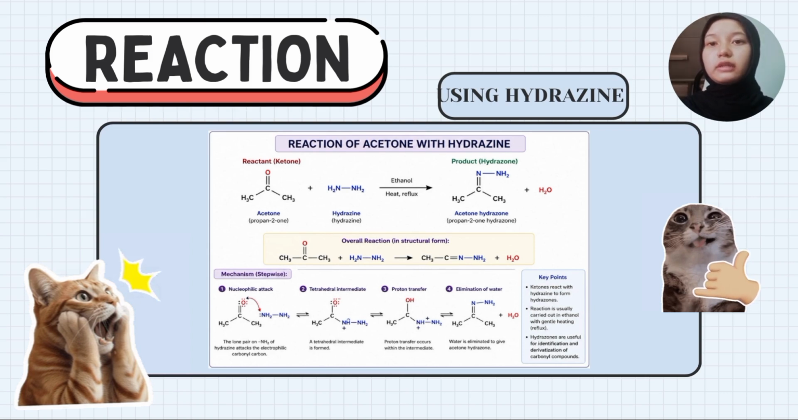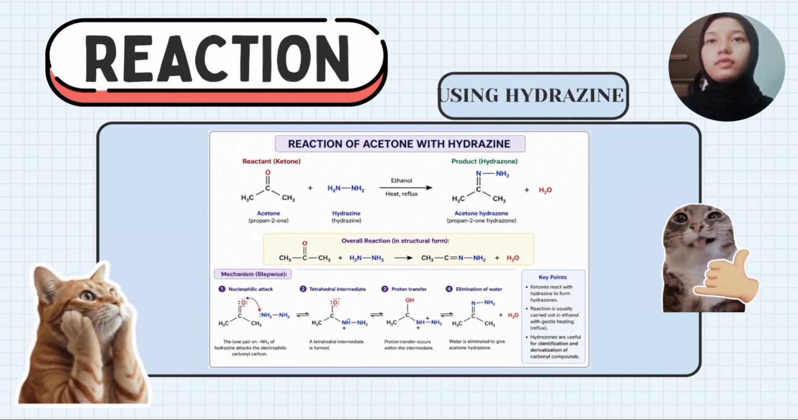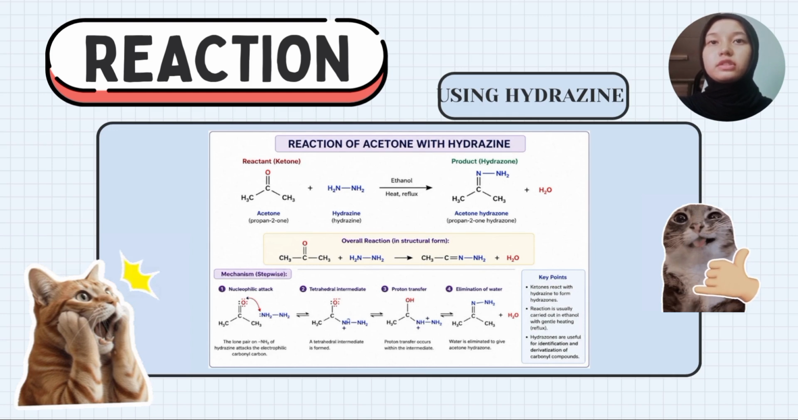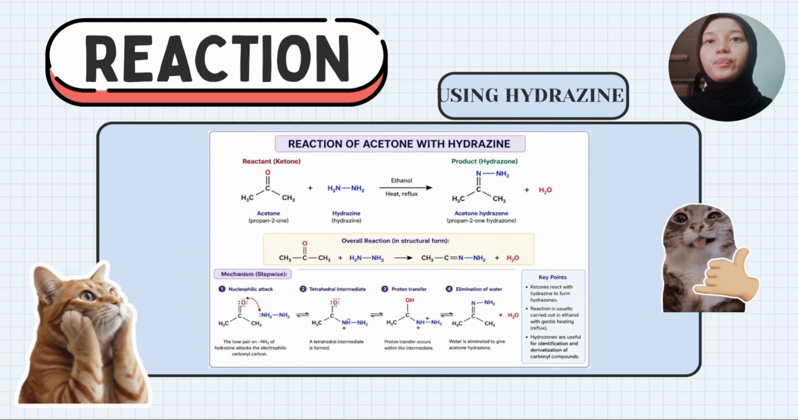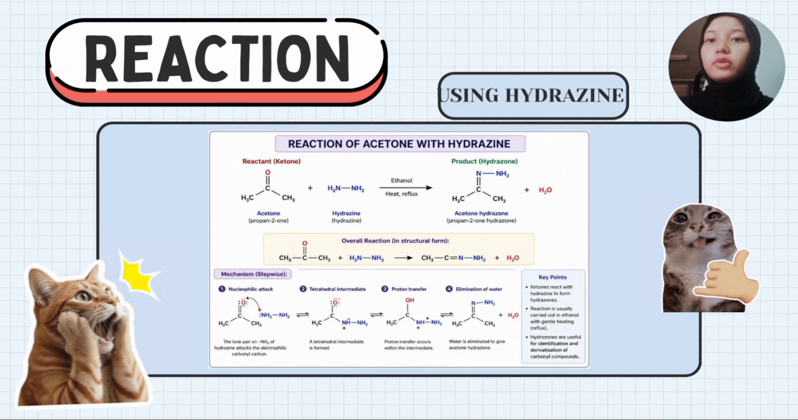So now we will look at how acetone reacts with hydrazine to form hydrazones. Under reflux in ethanol, these two react to form acetone hydrazone and water. For the mechanism, first the lone pair on the hydrazine's nitrogen attacks the electrophilic carbonyl carbon of the acetone. This creates a short-lived intermediate where the carbon is bonded to both an oxygen and the hydrazine group. Next, hydrogen moves from the nitrogen to the oxygen within the molecule, and finally a molecule of water is eliminated, creating a carbon-nitrogen double bond.